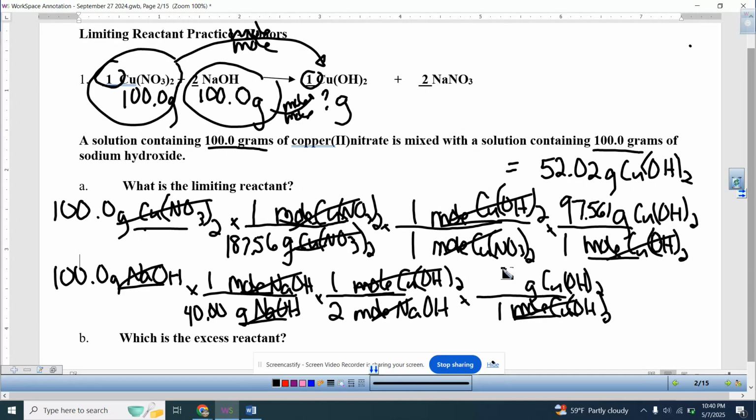One goes with mole, and then we add this up, we get 97.561. We already did this up above, so once you get to this part, it's a little bit easier because you've already done the work. Okay, 100 times 97.561 divided by 40 divided by 2 gives you 122.0.